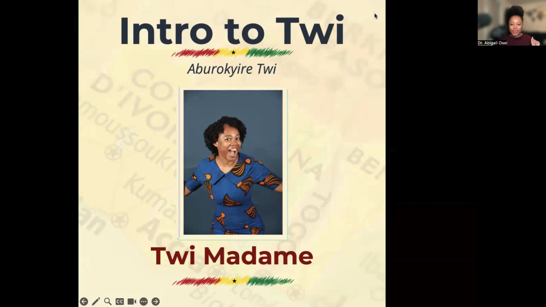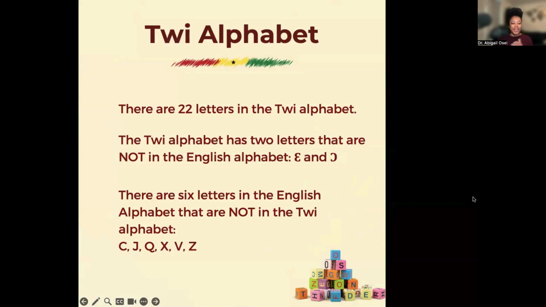Today we are getting into the entire Twi alphabet. There are only 22 letters in the Twi alphabet, so it's not that bad. The English alphabet, from A to Z, has 26. We have only 22 in the Twi alphabet.